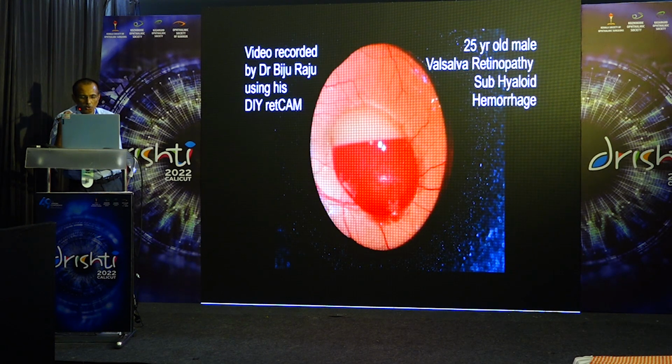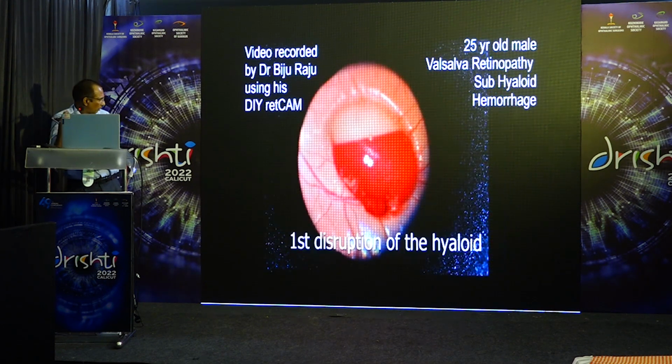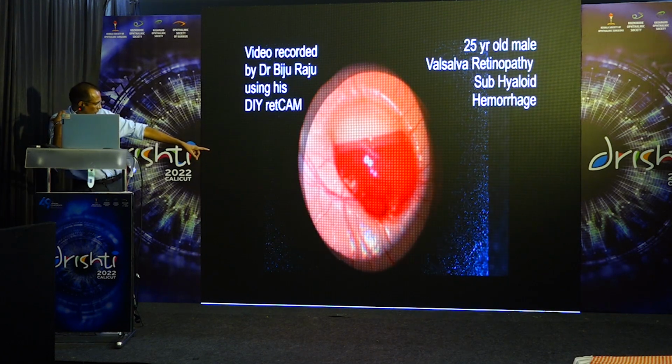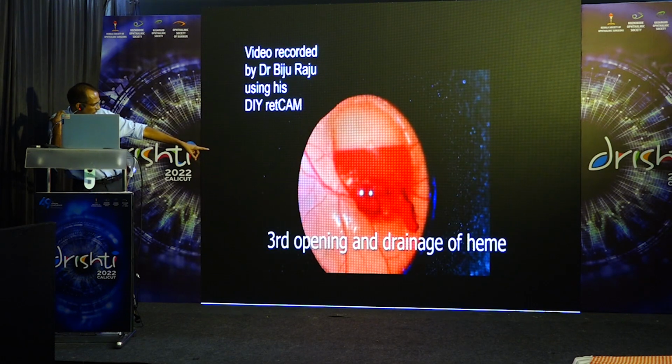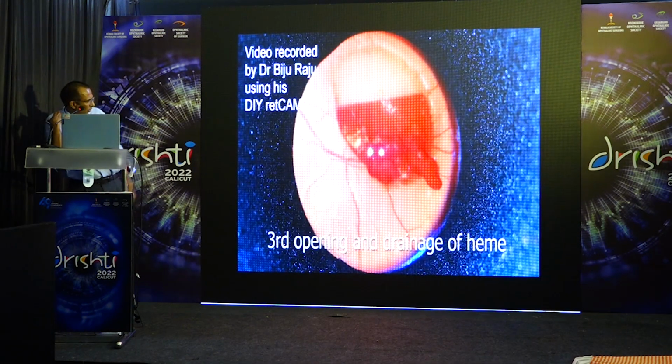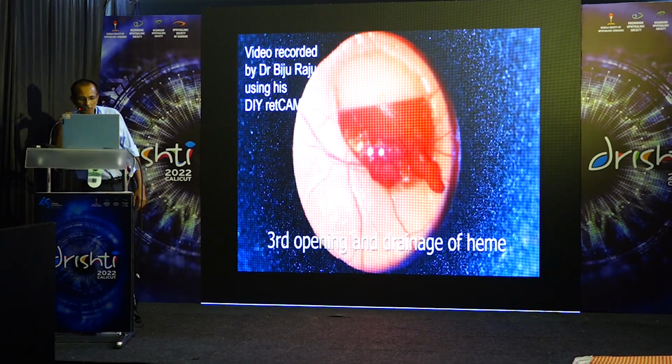You can see a few laser spots here, but it didn't work. So here the laser is being applied, and it's working. You can see that shot there. So there is one shot, and it's already disrupted. It has selected an area above. That is the third shot, and you can see the blood draining from that area.